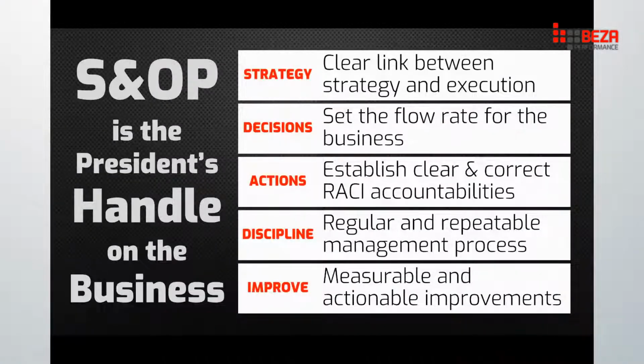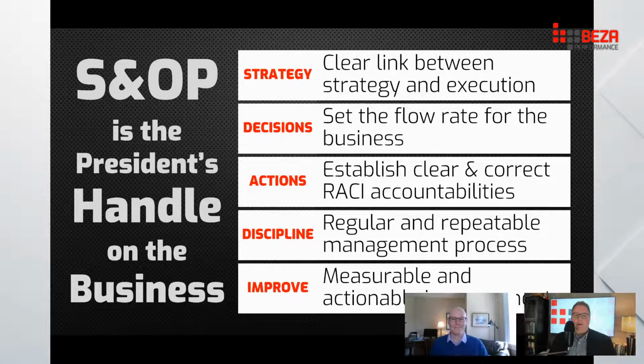But before we do that, let me show our anchor concepts, the foundation that we think is a good S&OP process, which is that S&OP is the president's handle on the business. You run a manufacturing business with it. It establishes a clear link between your strategy and execution. It sets the flow rate and allows you to participate in the setting of the flow rate by family for the business. It establishes the clear accountabilities, mostly RNA, responsible, accountable, within the RACI model. And it sets up the regular and repeatable management process for execution, as well as a measurable and actionable improvement process for S&OP itself.